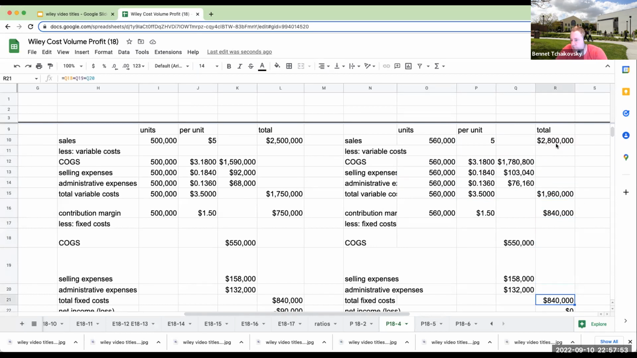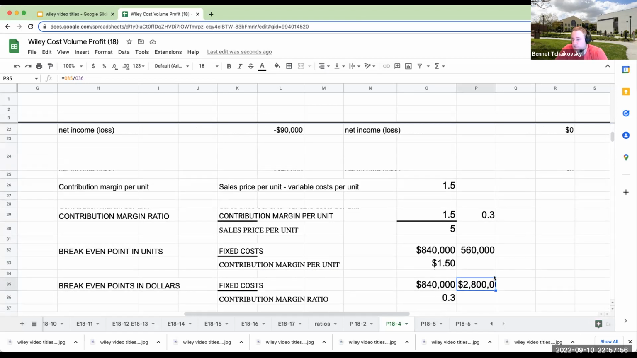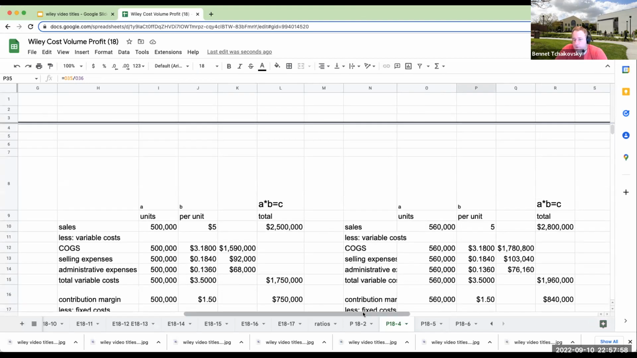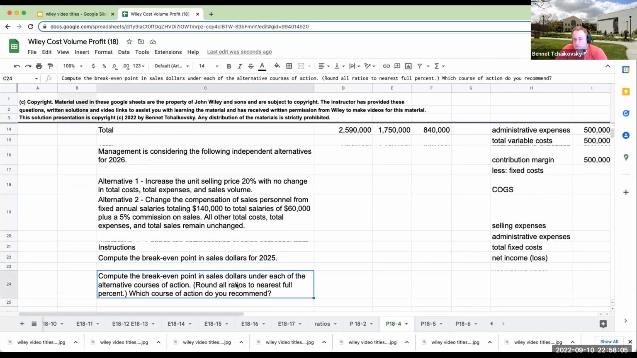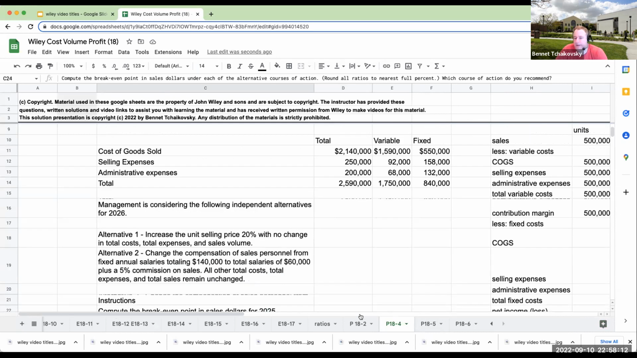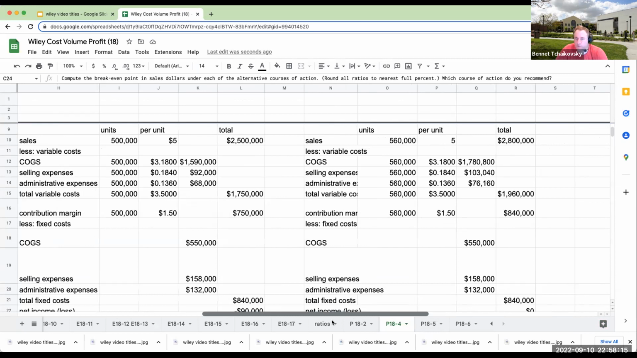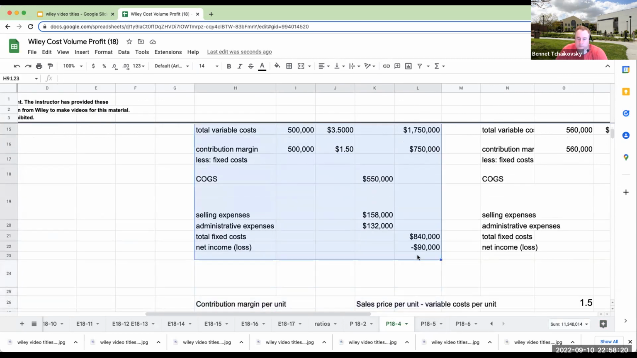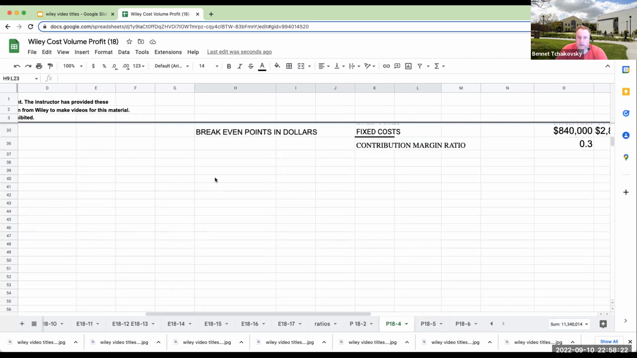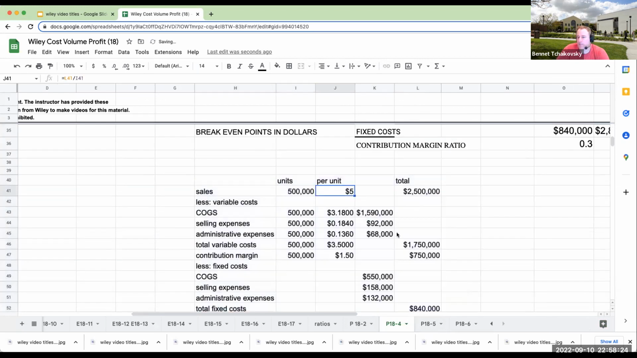And if we look over here, the sales of 2.8 million is the same exact one we went through and converted. So our break-even point in sales dollars is 2.8 million. Now: compute the break-even in sales dollars under each of the alternative courses of action. Which course of action would you recommend? Here's what we're going to do. Let's take our base case scenario and come down over here, and I'm going to make similar changes.